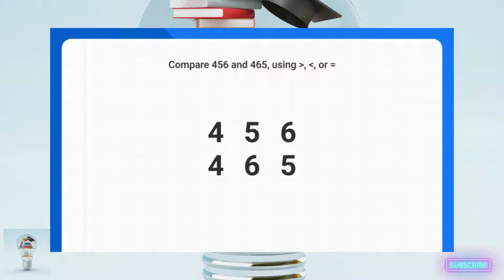When you do this, just be careful to make sure the first digit of the numbers are lined up with each other. That makes sure the ones are on top of ones, the tens are on top of tens, and the hundreds are on top of hundreds. Once you do that, we can start comparing.